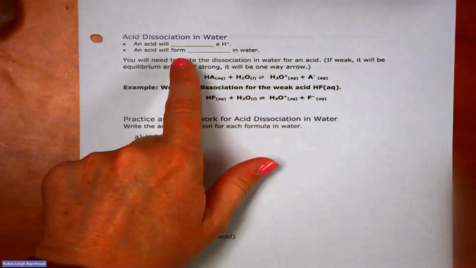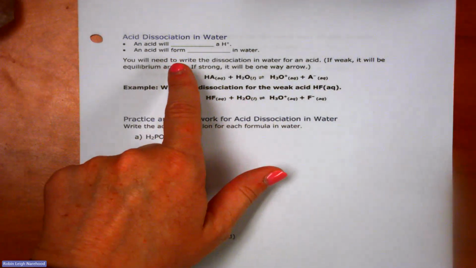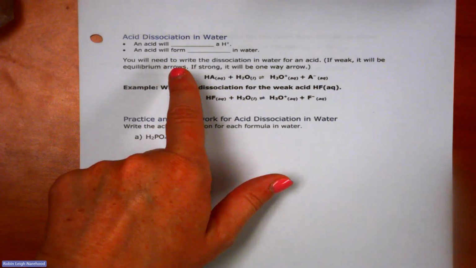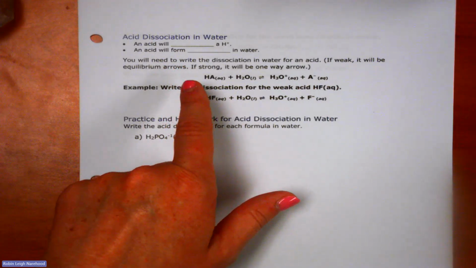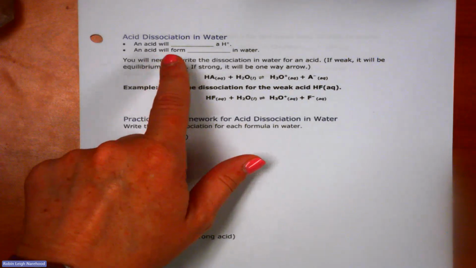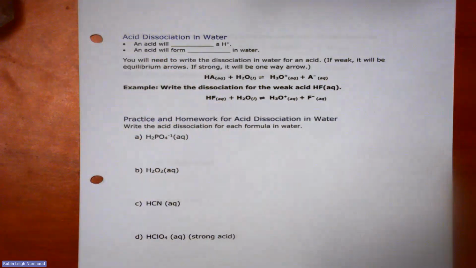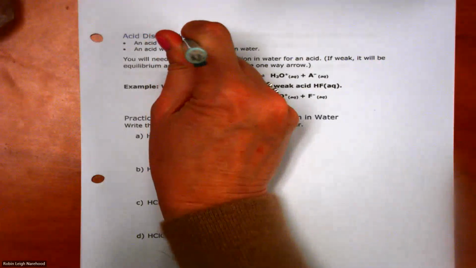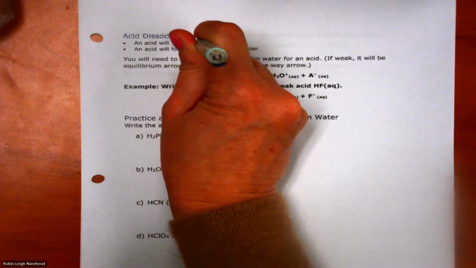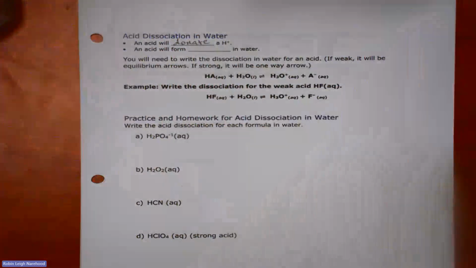Up here, I have the two basic things that you have to understand, and both of these are important when it comes to how to write down what happens in water. The first thing is what the acid does. The acid will donate a hydrogen +1 ion.